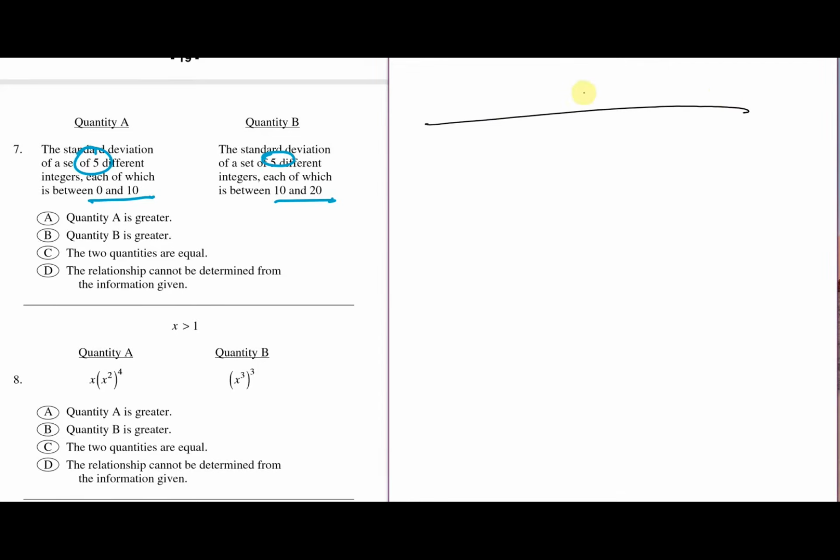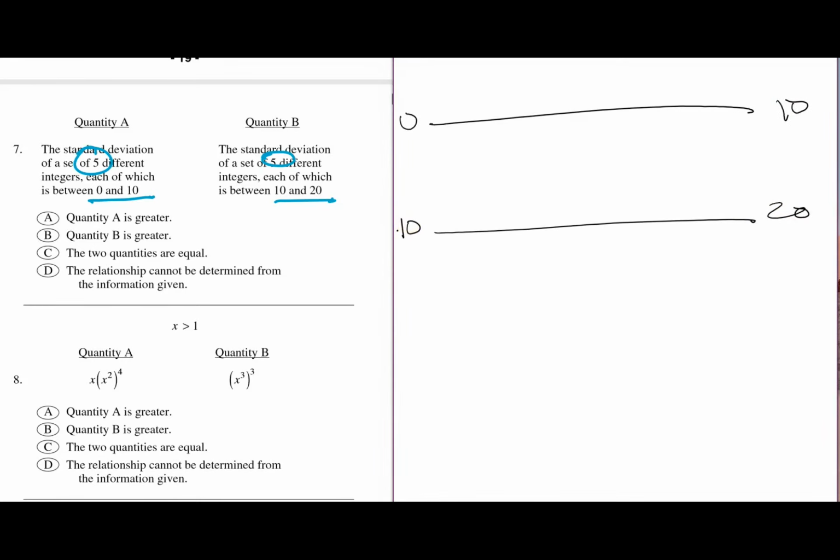Okay, so now question 7. A says a standard deviation of a set of 5 different integers, each within or between 0 and 10. B states a standard deviation of a set of 5 different integers, each within or between 10 through 20. So notice how they're equivalent sets of numbers. Also, the range is the same. Now, what I mean by that is, let's draw a line segment. We draw this from 0 to 10, and draw another line segment from 10 to 20. The range is equivalent, meaning the distance.